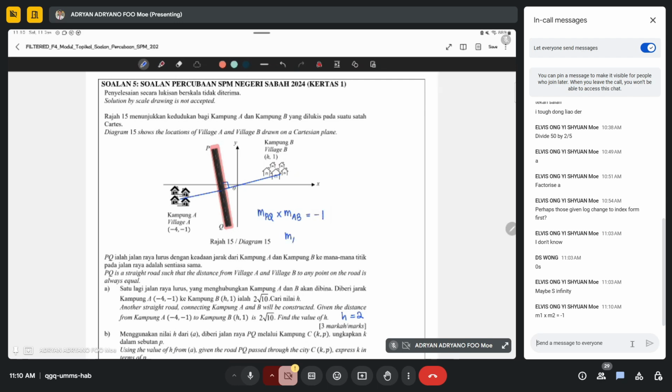So mPQ 是多少？You should get -3. This one is only the gradient. We don't want the gradient, we want the equation of PQ. Now the problem is here. Teacher, how to find any coordinate value for P and Q? P 没有给我坐标，Q 没有给我坐标，我要怎么样找那条直线的 equation?